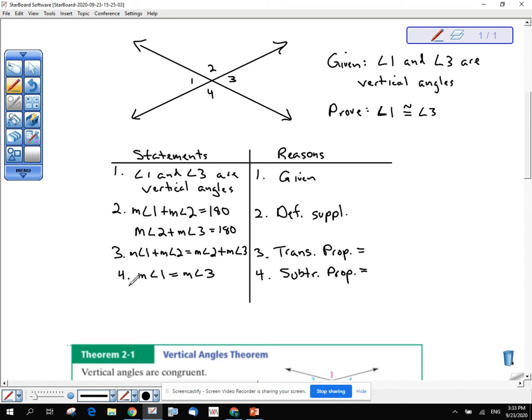Okay? Now, one more thing, an optional step that I always allow students to leave off. To me, this says that they're congruent. When you have measure equals measure, that says that the measure of angle 1 is equal to the measure of angle 3 is saying angle 1 is congruent to angle 3.